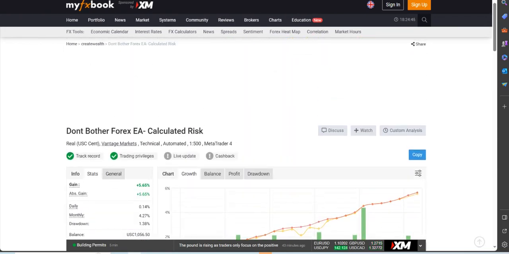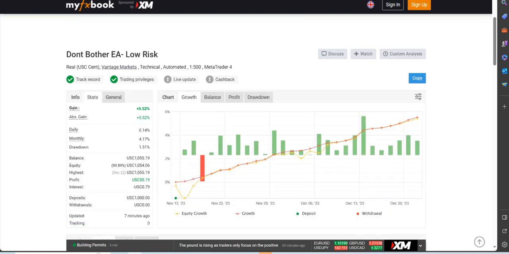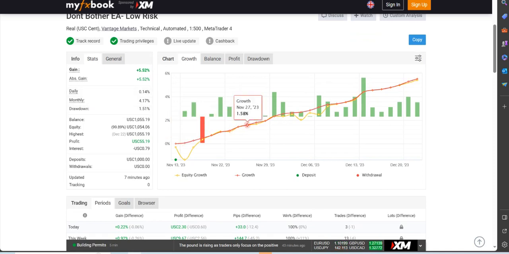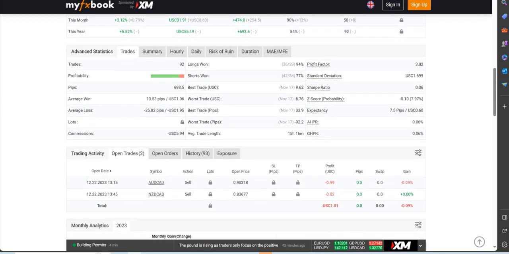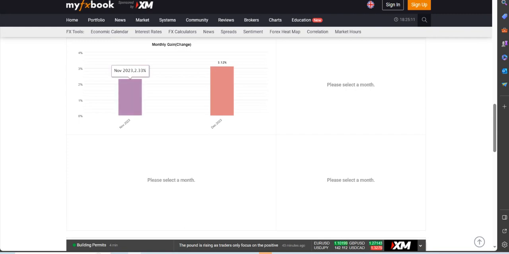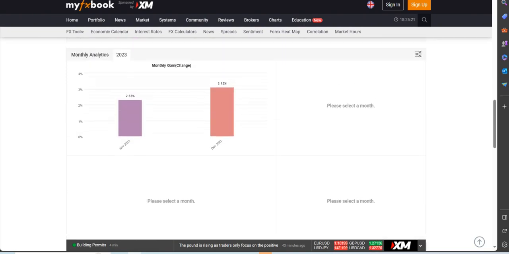So let's go to the MyFXBook of low risk mode now. This is the low risk one, and you will not find much significant difference, right? The drawdown has been 1.51%, monthly has been 4.17%, and this month we made 3.12%, 0.92% this week, and 0.22% today. And so far it is like 2.33%, and this is 3.12%. And again, you can find all other trading systems that are there on MyFXBook. You can just open any MyFXBook link.